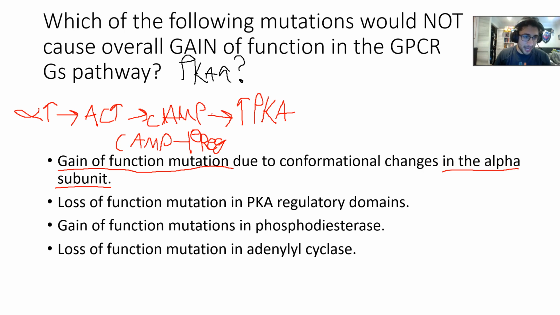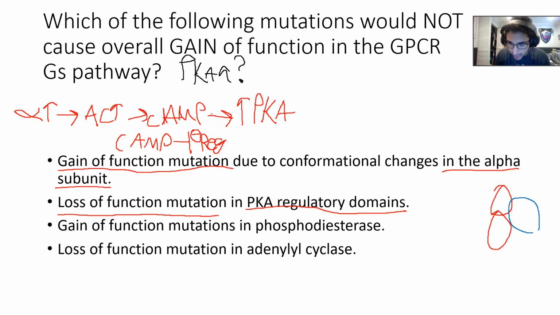Now, what would happen if we had a loss of function mutation in the PKA regulatory domains? If cyclic AMP is meant to inhibit the regulatory domains, and the regulatory domains didn't work, they had a deactivating mutation, then protein kinase A would always be free to have its effect, right? Because the regulatory subunits are supposed to bind protein kinase A.